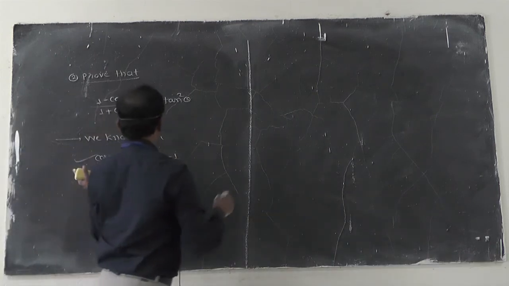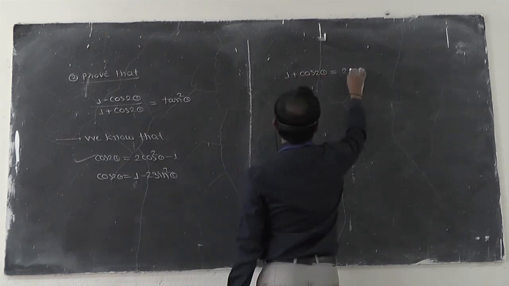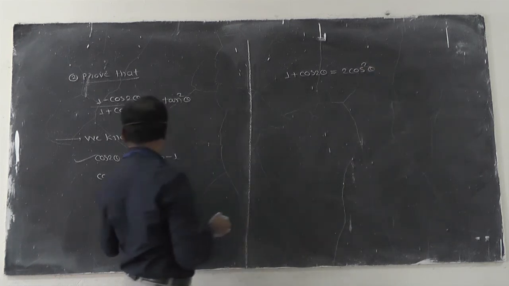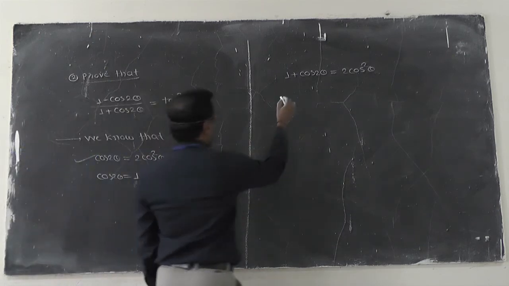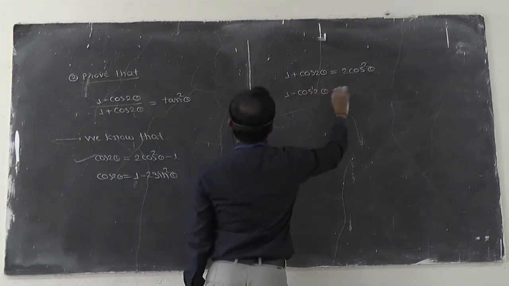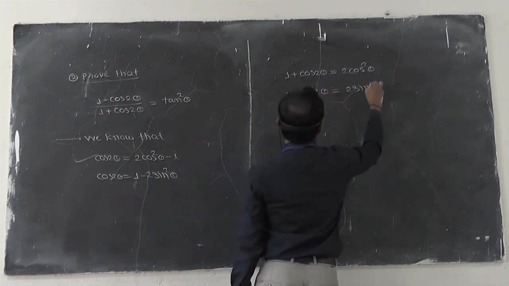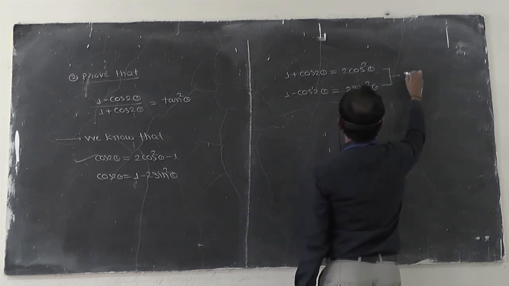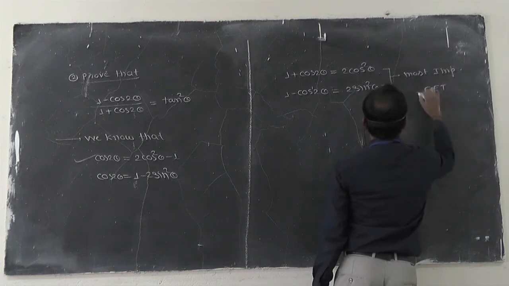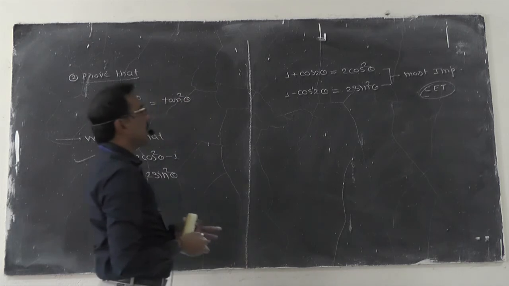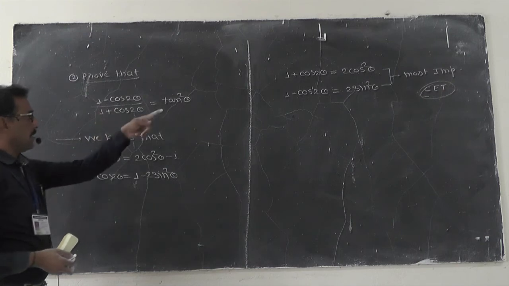From the first, can I write 1 replaced on the left? It is 1 plus cos 2 theta is equal to 2 cos square theta. If 2 sin square theta is taken on the left and cos 2 theta is taken on the right, what is your next formula? 1 minus cos 2 theta is equal to 2 sin square theta. These are the most important formulae. These formulae are important for board as well as CET. As far as 11th or 12th is concerned, this problem is solved by these important formulae.